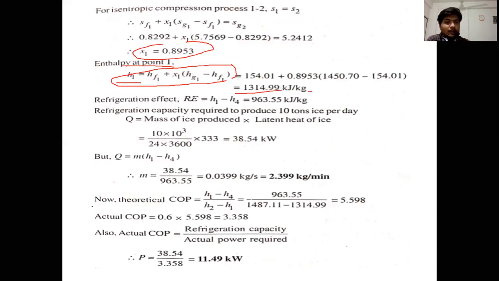kilojoule per kg. So what is RE? RE is H1 minus H4. That is 963.55 kilojoule per kg. Okay.